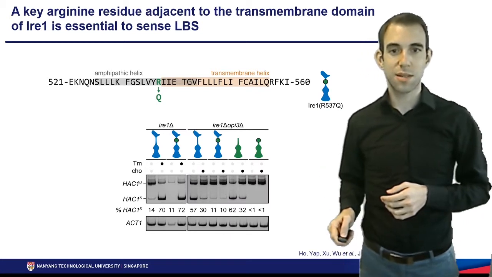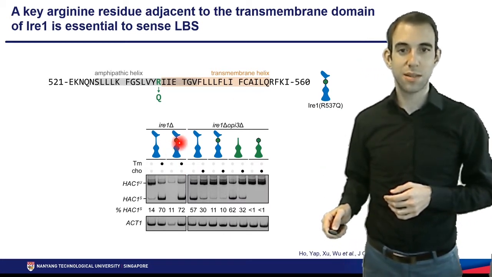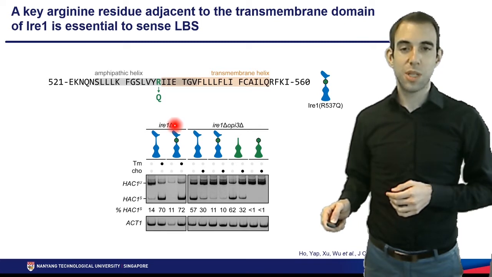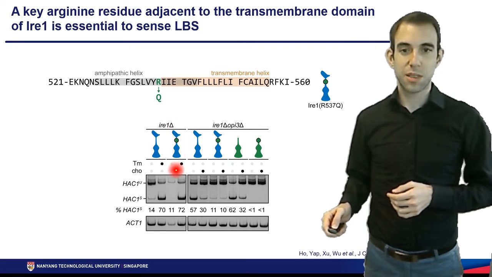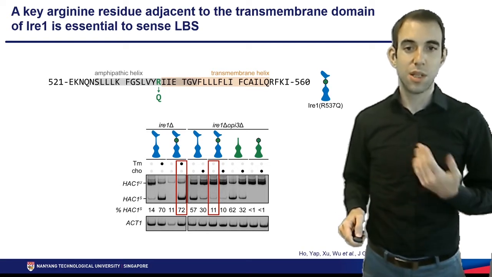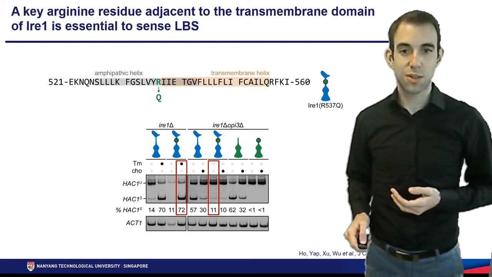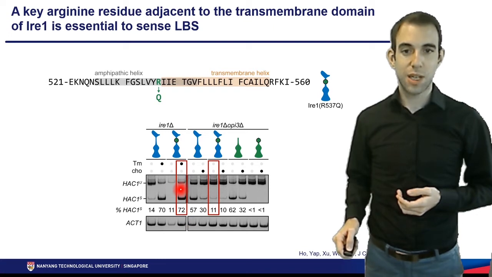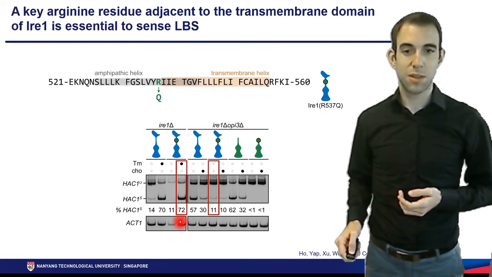So this is represented with the green dot for the full-length Ire1, where we subjected this strain to tunicamycin, so proteotoxic stress. There is a splicing of HAC1, which tells you about the level of activation of the UPR, and it's very strong.